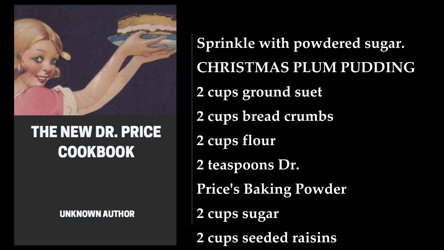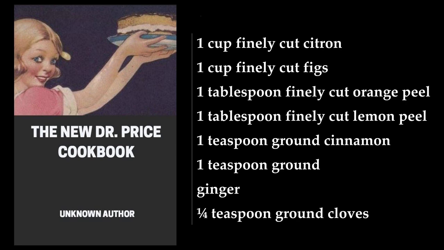Christmas plum pudding. 2 cups ground suet. 2 cups bread crumbs. 2 cups flour. 2 teaspoons dry Price's baking powder. 2 cups sugar. 2 cups seeded raisins. 2 cups currants. 1 cup finely cut citron.